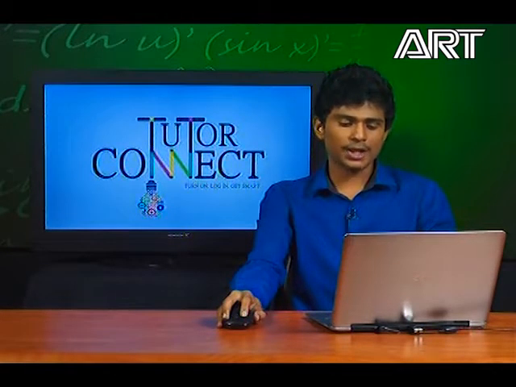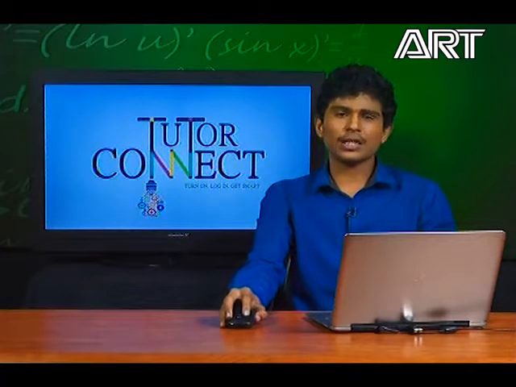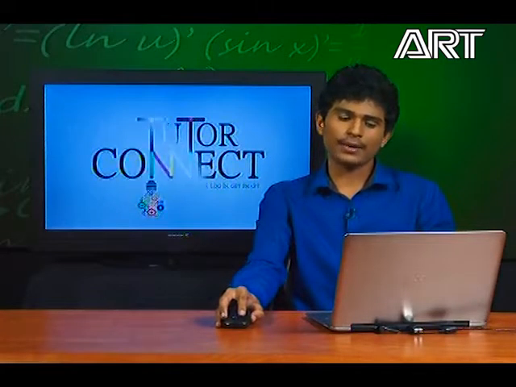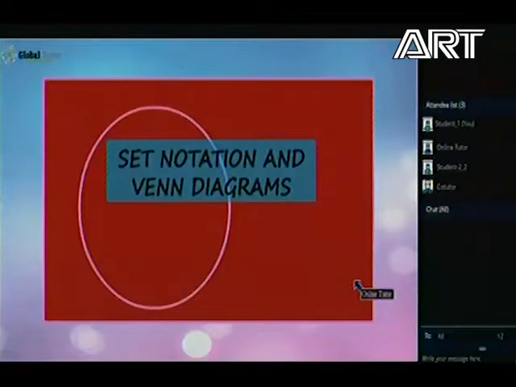Next is A dash. This represents the complement of set A. Every element other than the ones that go into set A. So the universal set element is all positive numbers less than 20. So let us now go through a few questions.